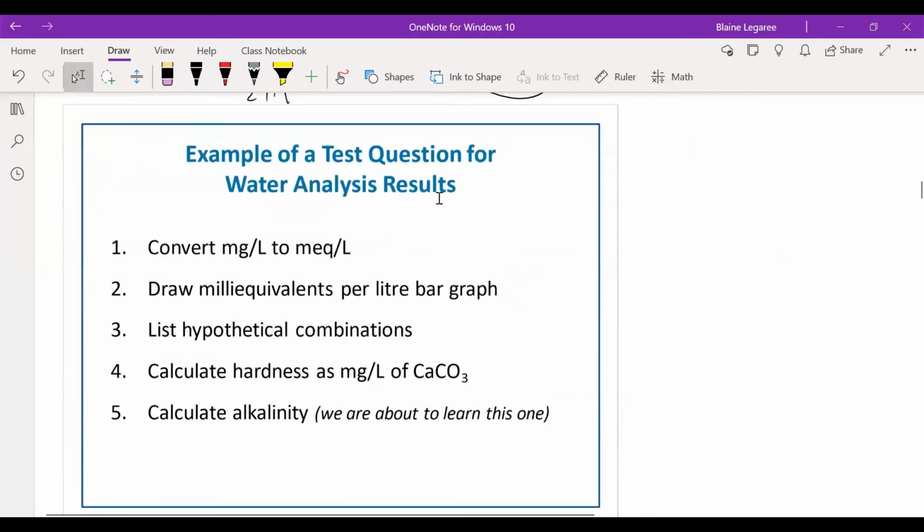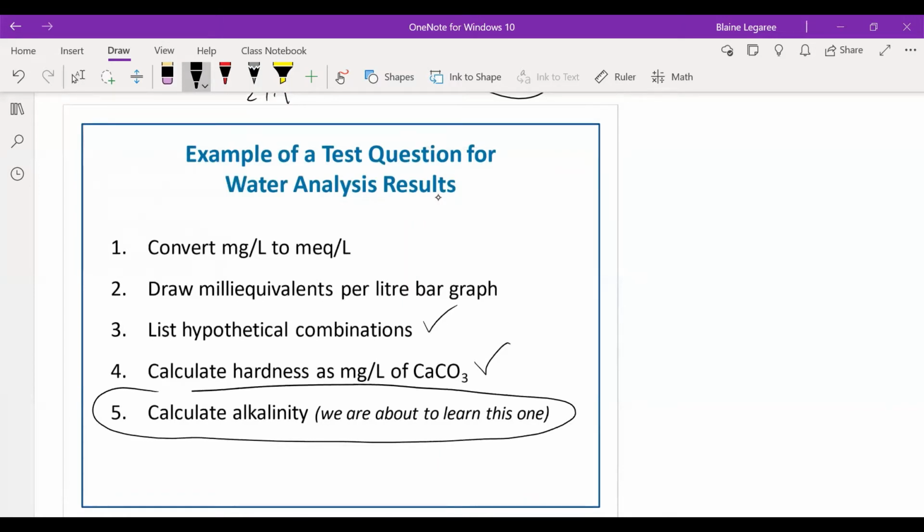So that being said, for test number 2, you're going to get a water analysis question, and there's going to be a whole bunch of things you're going to need to do for that. So you can see some of the things we did before, converting everything to milliequivalent per liter. You're going to draw a bar graph, maybe figure out the percent difference between anions and cations, list hypothetical combinations. You're going to calculate hardness. And the last thing you're going to do is calculate alkalinity, and we haven't talked about that yet. We're not going to get to it today. We're going to talk about acidity, and we'll talk about alkalinity next day.